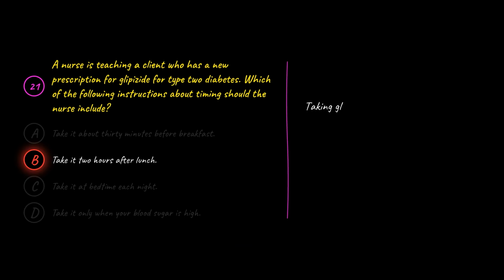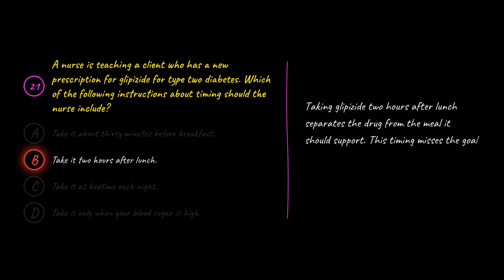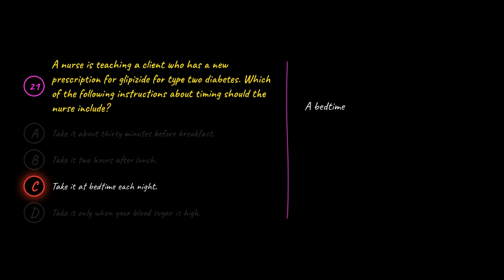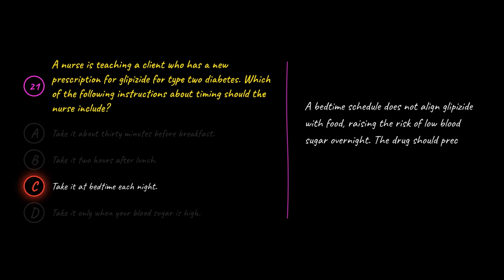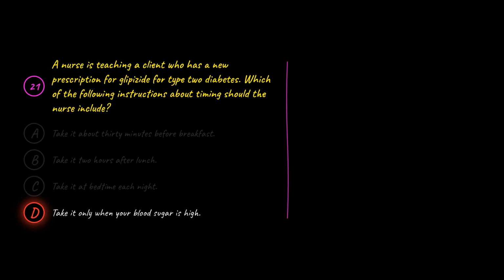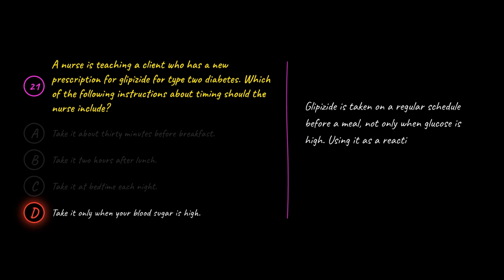B is wrong because taking glipizide 2 hours after lunch separates the drug from the meal it should support. This timing misses the goal of having insulin available as food is digested. C is wrong because a bedtime schedule does not align glipizide with food, raising the risk of low blood sugar overnight. The drug should precede the morning meal, so a nighttime dose is incorrect timing. D is wrong because glipizide is taken on a regular schedule before a meal, not only when glucose is high. Using it as a reactive dose ignores how the medication is meant to control blood sugar.